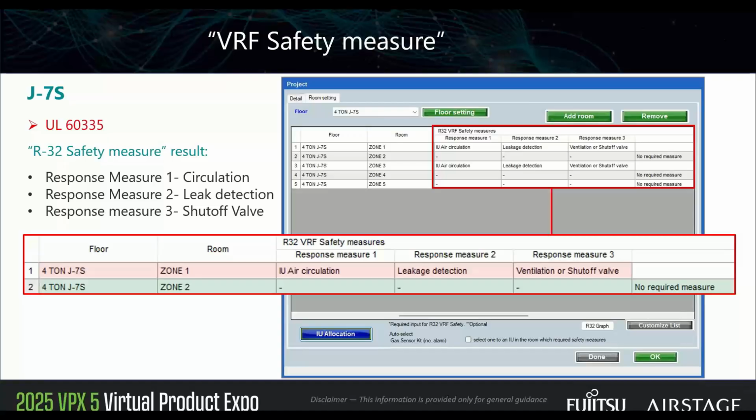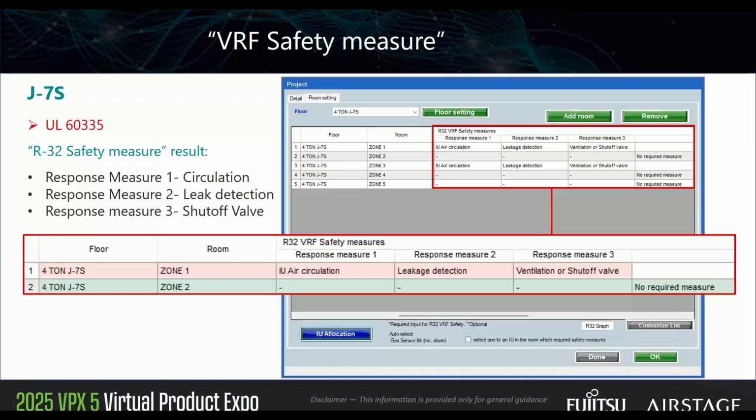So what's the response that we need? Response measure 1 is we need to initiate air circulation, which would be triggered through a leak detector. The third response would be needed because the circulation alone is not sufficient. So response measure 3 is either ventilation or a shutoff valve. Now, I point this out because it will not tell you which measure to take. That's up to you, the system designer, because we can do one or the other or both.